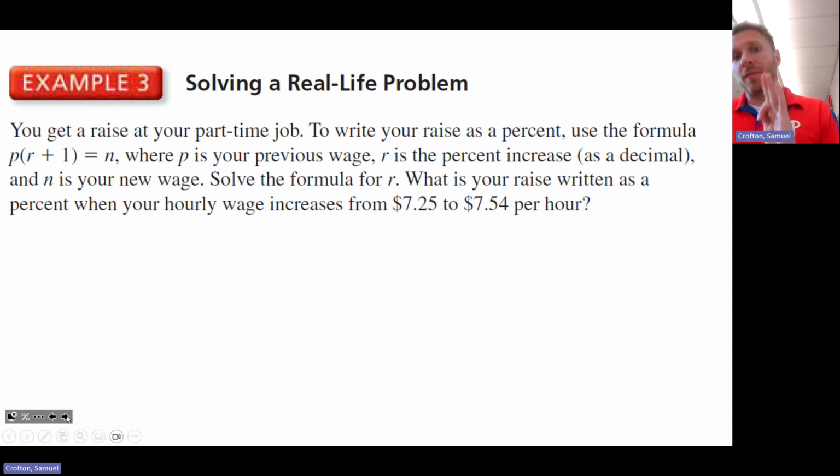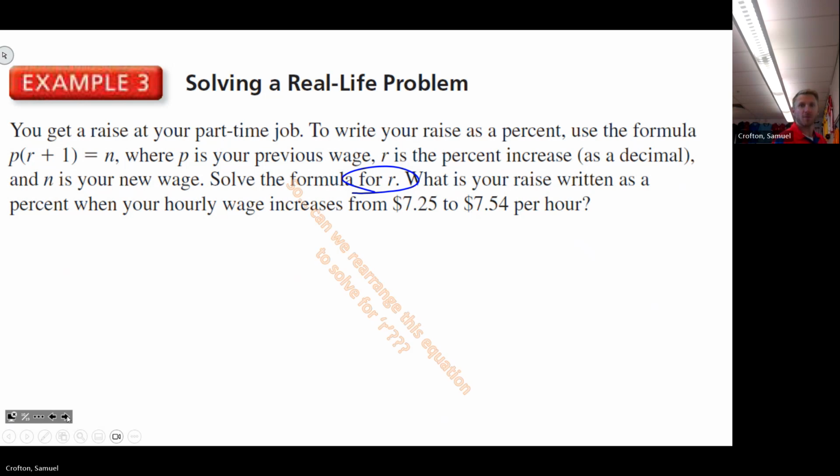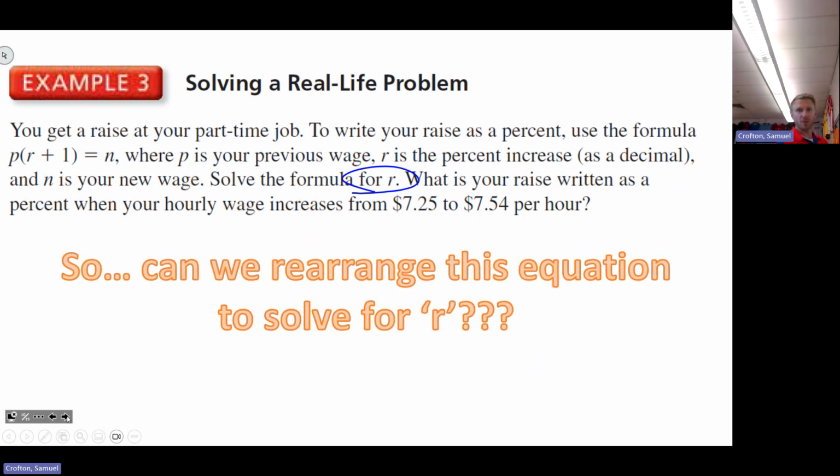You want to solve the formula for R, and a reason why you would want to do that is this example here. You want to know what your raise written as a percent would be if your hourly wage increases from 7.25 to 7.54. You want to know what percent raise that is, because that's important in knowing whether it was a good raise or not. So in the end, what the question is asking for is, can we rearrange the equation and solve for R?